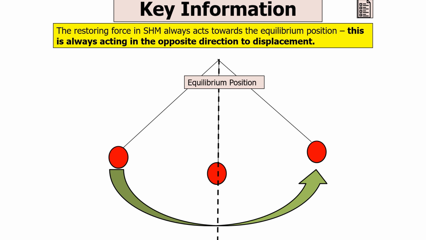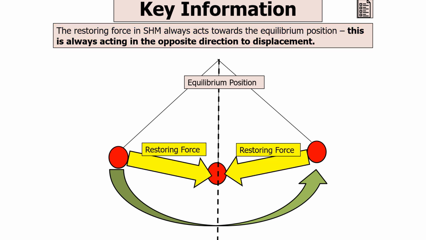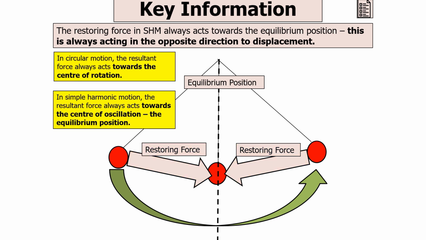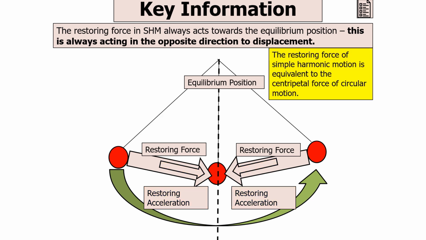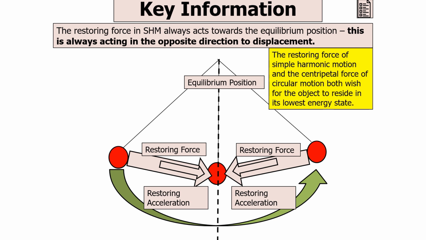Now the restoring force in simple harmonic motion always acts towards the equilibrium position. This is always acting in the opposite direction to the displacement, as shown in the following image. Now in circular motion, the resultant force always acts towards the centre of the rotation, and in simple harmonic motion, the resultant force always acts towards the centre of oscillation, the equilibrium position. So the restoring force of simple harmonic motion is equivalent to the centripetal force of circular motion. Both wish for the object to reside in its lowest possible energy state.